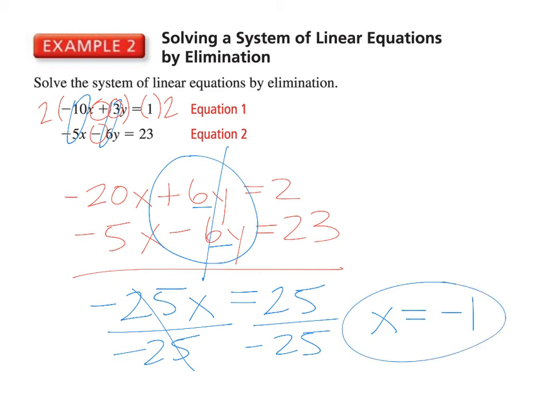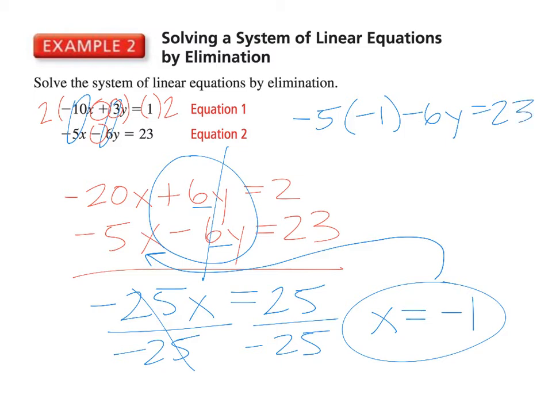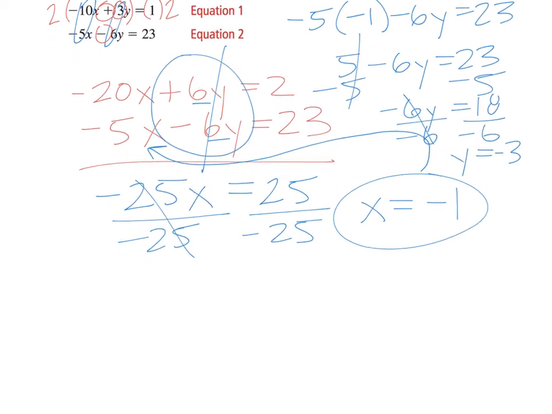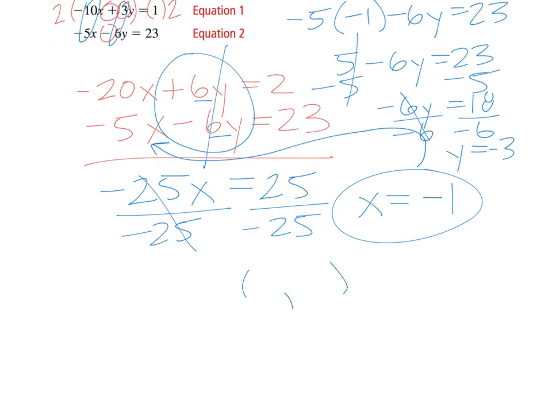Now I just take this value, and I can plug it into any equation to figure out what y is. So I have negative 5 times negative 1 minus 6y equals 23. So I have 5 minus 6y equals 23. Let's subtract 5. Negative 6y equals 18. Divide by negative 6, and y is equal to negative 3. So I end up with a point for my solution. It's (-1, -3).